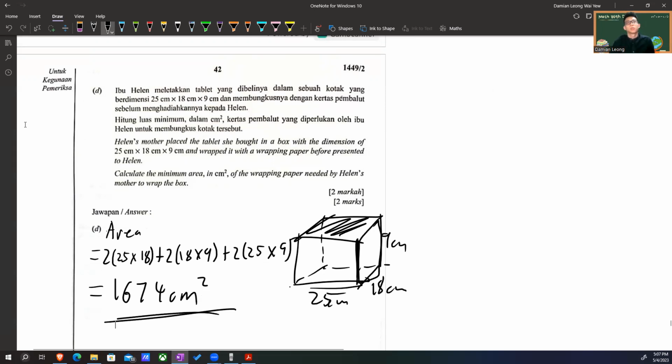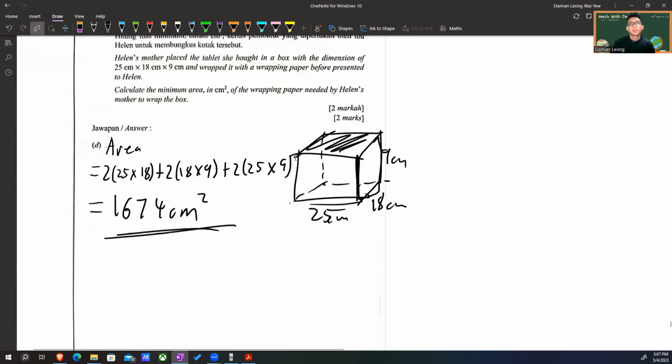And that would be the minimum area of wrapping paper needed. Why is it minimum area? Because when you wrap, you don't exactly just cover every surface, but that's the minimum you would need. Yeah, generally you need more than that. So yeah, basically that's it.